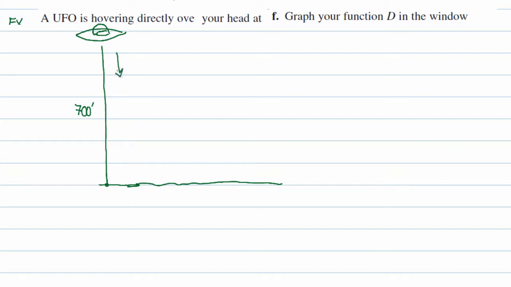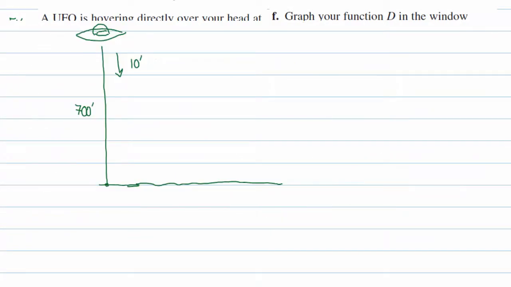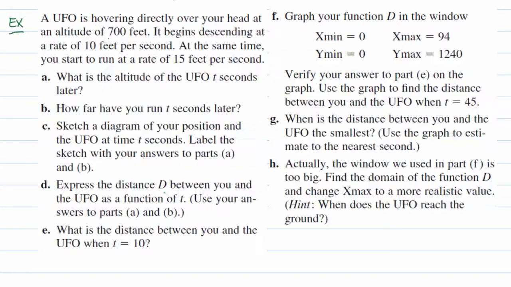And it starts to descend at 10 feet, what do we say, per minute or per second? Per second. I guess it'd be very slow if it were per minute. It'd be like one of the hoopties. 10 feet per second. And you freak out and start running away at 15 feet per second. So you're really freaked out.